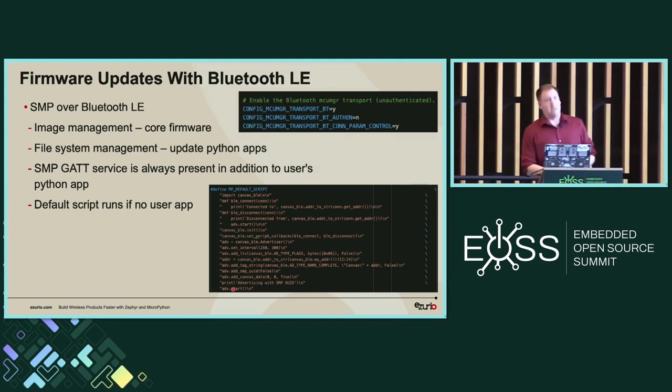But if the user has their Python app written and they start up BLE and they're doing whatever they want with BLE, they want to advertise their own packets and use their own GATT database to do whatever they want, that SMP service is still there in the background for use. And the user doesn't have to do anything. It's there to use, which is really nice.